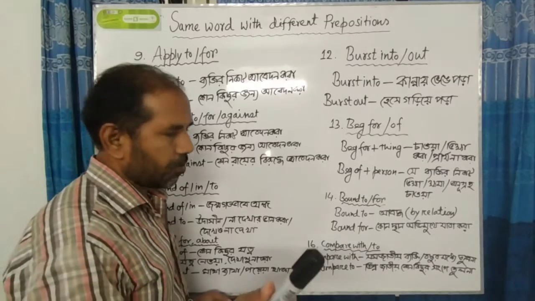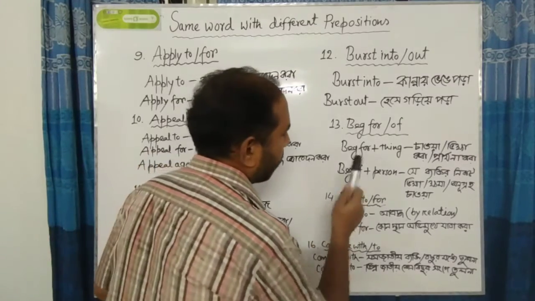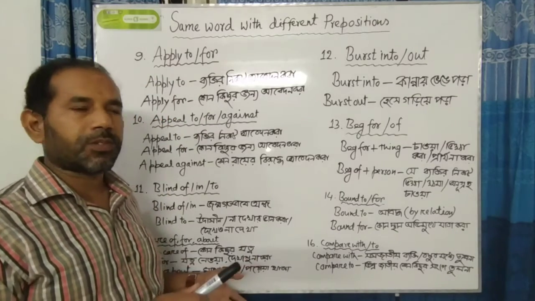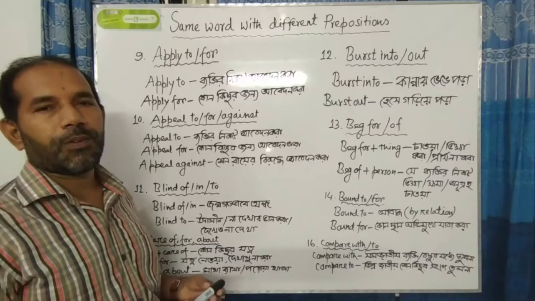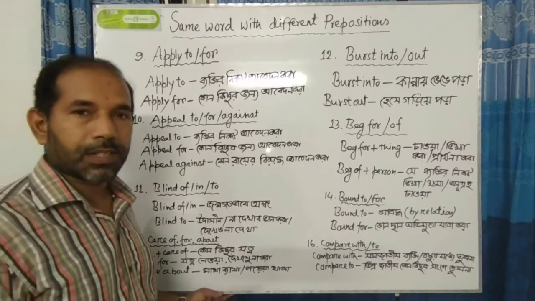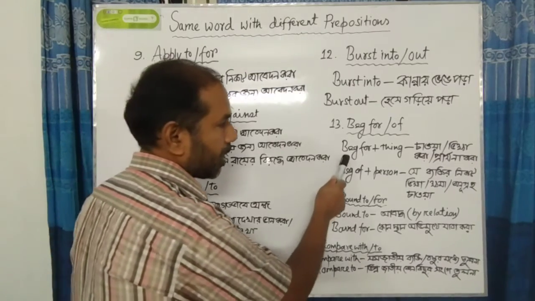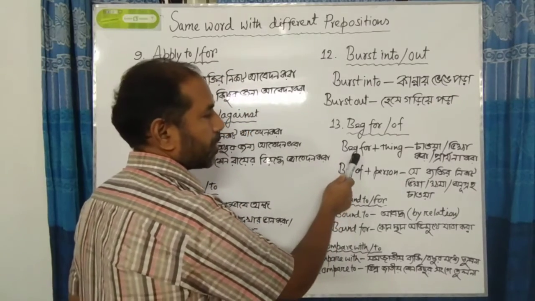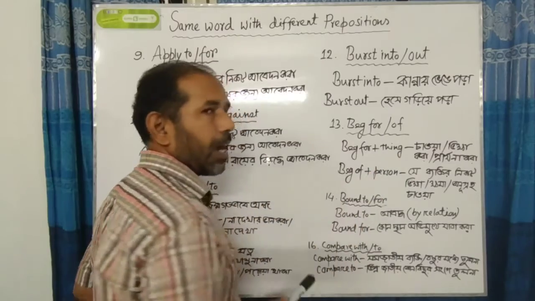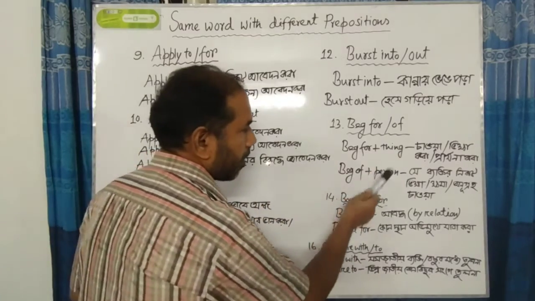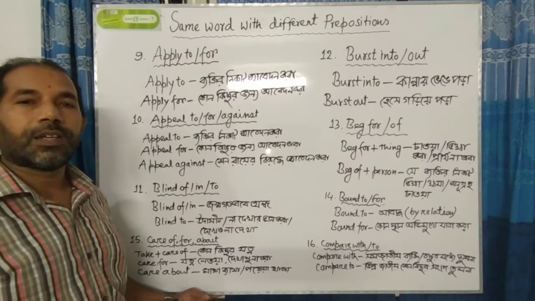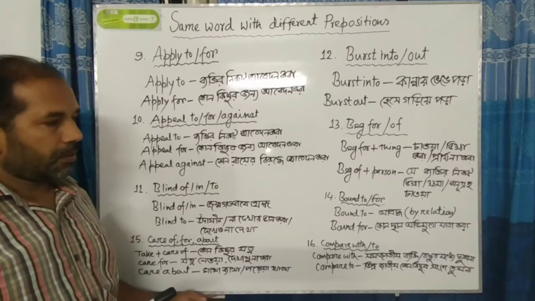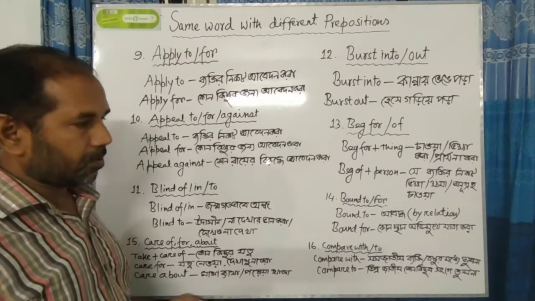Now we should go to beg of plus person. যে ব্যক্তির নিকট ভিক্ষা, ক্ষমা, অনুগ্রহ চাওয়া হয়. Before that person, we should use of. So dear students, now I think it is very clear to you when we have to use beg for and when we have to use beg of. After beg for, the thing will come, but after beg of, the person will come. This is the difference between beg for and beg of.